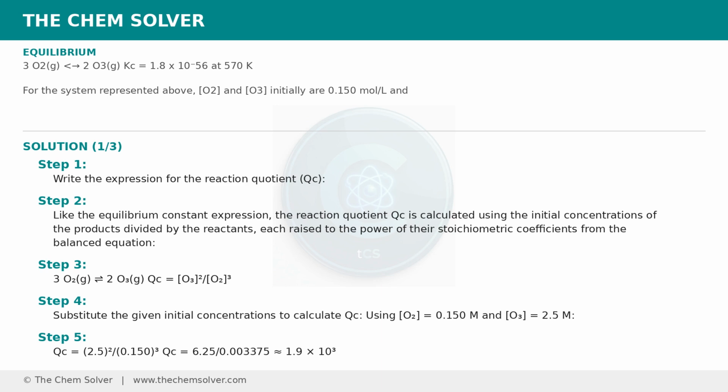Substitute the given initial concentrations to calculate Qc. Using [O2] equals 0.150 molar and [O3] equals 2.5 molar, Qc equals 2.5 to the power 2 over 0.150 to the power 3. Qc equals 6.25 over 0.00337, approximately 1.9 times 10 to the power 3.